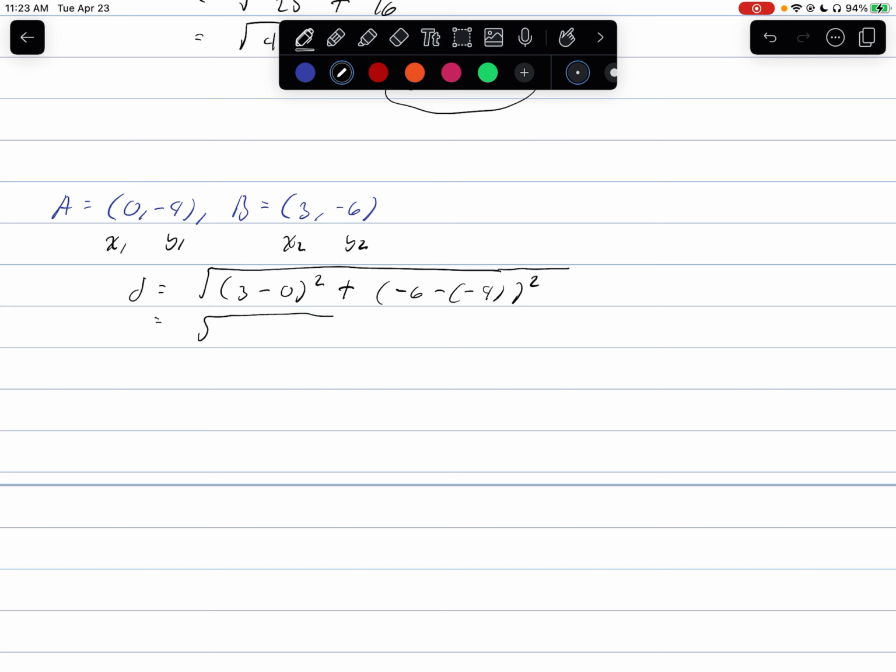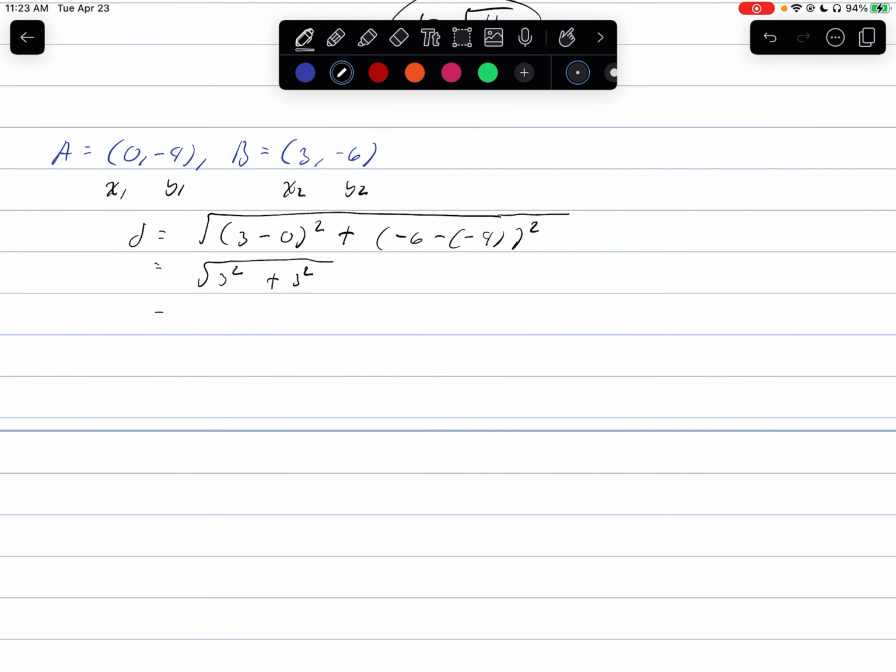So we'll have the square root of 3 squared plus negative 6 minus negative 9. That's the same thing as negative 6 plus 9. So we'll have 3 squared plus 3 squared, the square root of that. So that's going to give us the square root of 9 plus 9, which is going to give us the square root of 18. And I don't think we can do anything with the square root of 18. That's as much as you're going to simplify it. So we're going to go ahead and circle that and call that our distance.